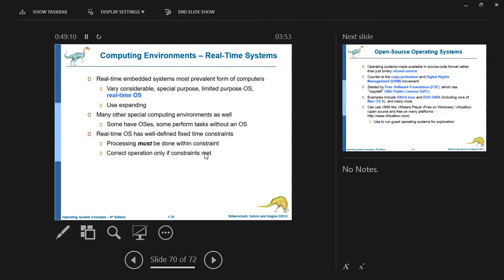Amazon also has started a satellite company in recent times. So a real-time OS is what is required here. Processing must be done within the constraint. Here it's all time bounded; within that particular time the processing has to be finished. If it is delayed by even a nanosecond, it is of no use.